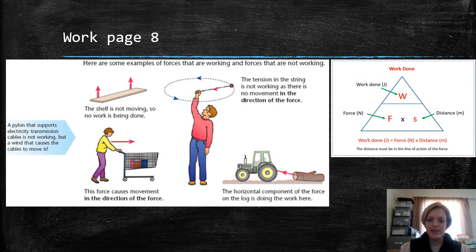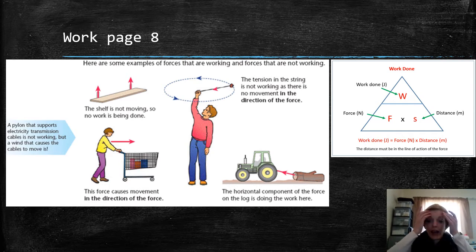Welcome back, grade nines. In this lesson, we are going to be looking at work and power. And then the second lesson of the week, we are going to be looking at energy. So I need you to go to page 8 of your booklets. Please make sure you are on page 8. You should have all completed up to question 3. We did it together last time, and now we're going to carry on with work.